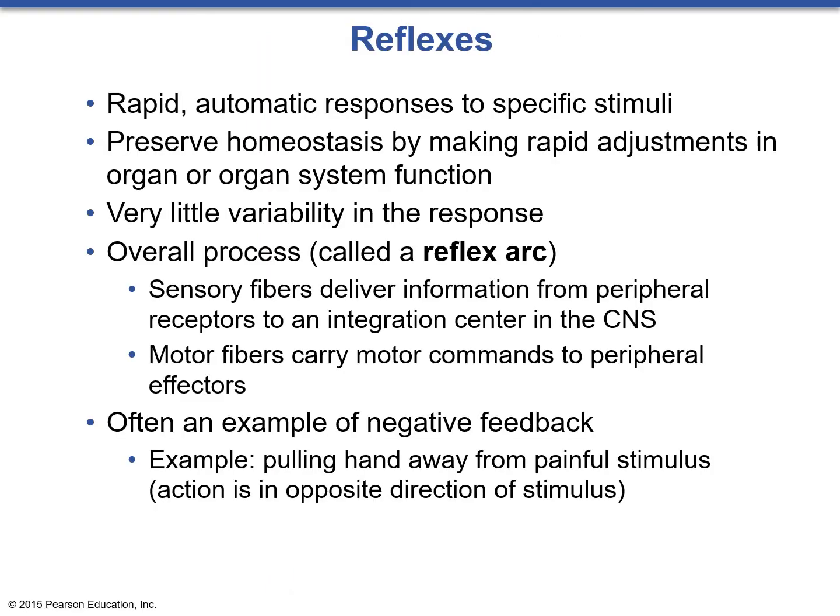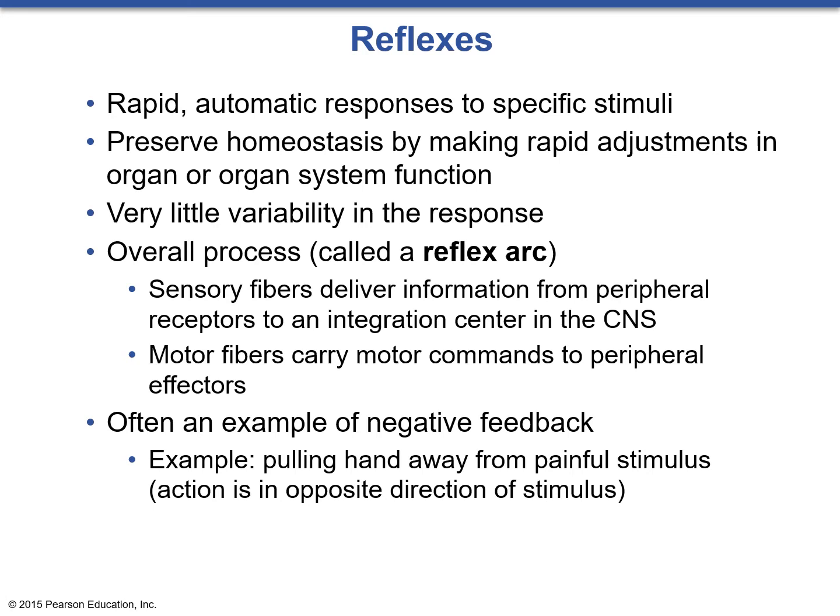Moving on from nerves, we'll now talk about reflexes and some of the actions that happen throughout the spinal cord. A reflex is a rapid automatic response to a specific stimulus. They are in place in order to preserve homeostasis by making rapid adjustments in the organ or organ system function without having to go up to the central nervous system and have a longer integration time. They have very little variability in response. Typically, if A happens, then B will be the response, and it always goes that way. In some cases, we can create a little bit of variability, but that tends to slow down the reflex.